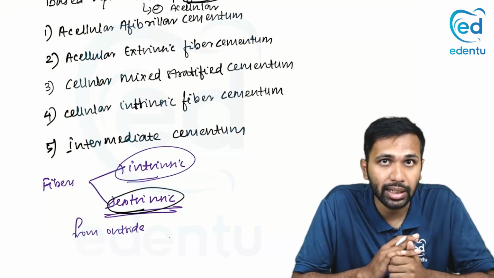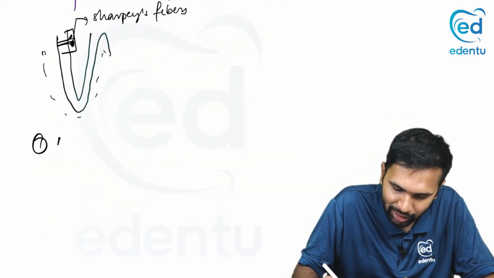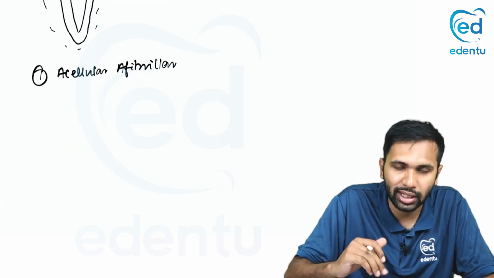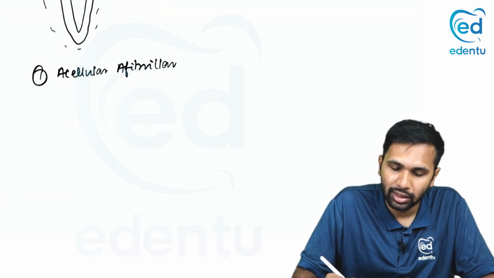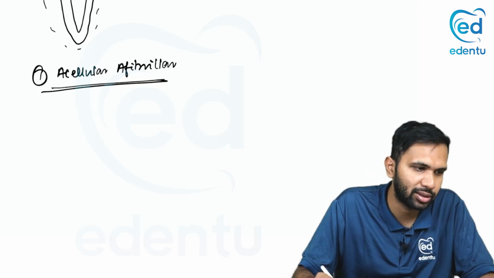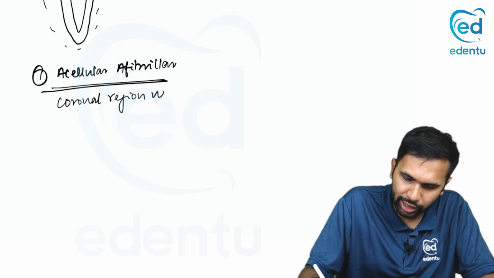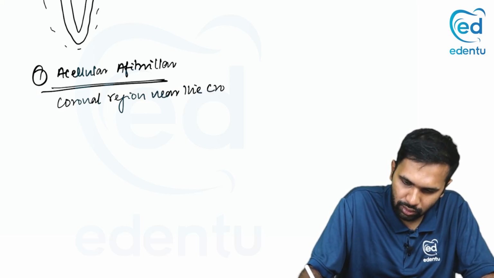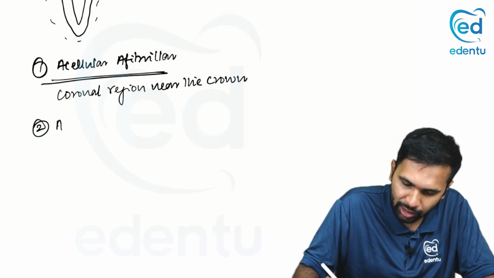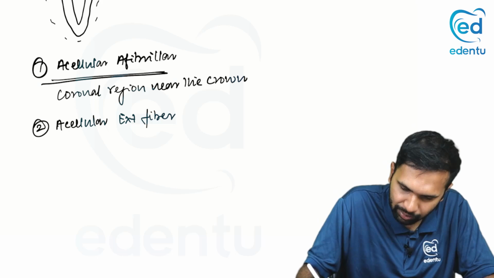Acellular afibrillar, meaning no cells, no fibers. The first one, acellular afibrillar. It has no cells and no fibers. And this acellular afibrillar type of cementum is present in the coronal region, near the crown. Second group is your acellular extrinsic fiber cementum.